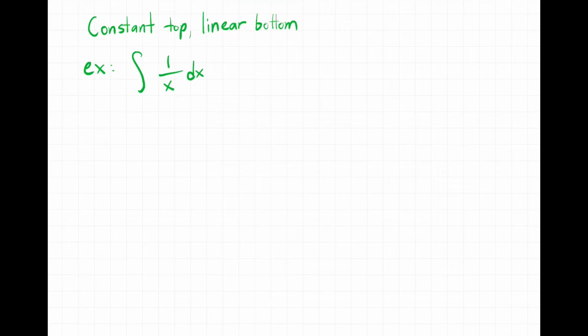Well, the integral of 1 over x dx, we just know that antiderivative already. That is the natural log of the absolute value of x. Don't forget that absolute value there. And, of course, plus a constant. So what happens if we try a slightly more complicated one? Let's try this one. How about the integral of 7 over 5x minus 1 dx?